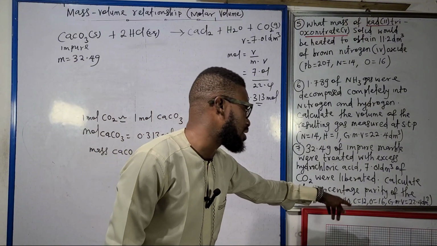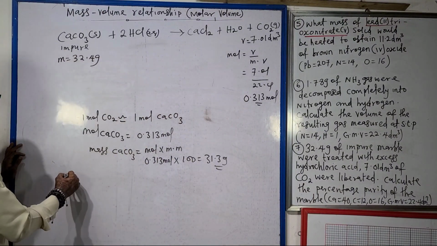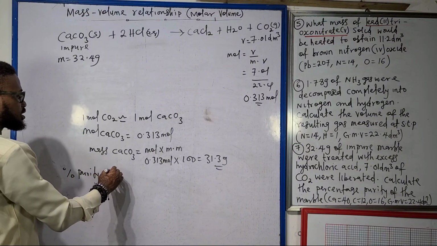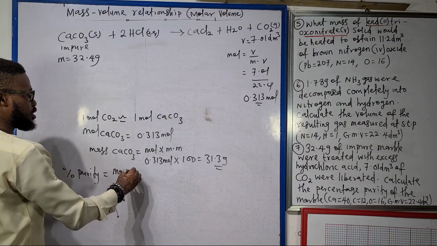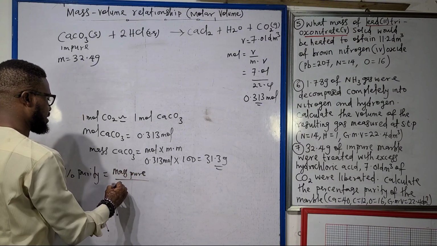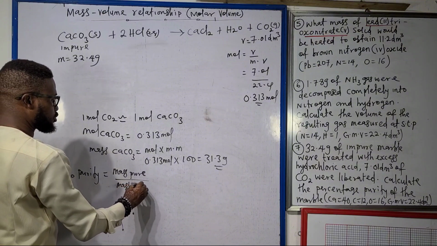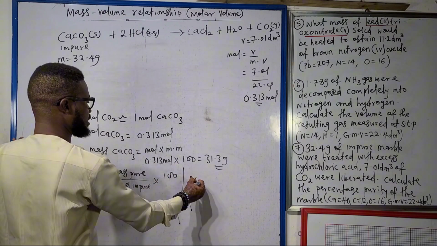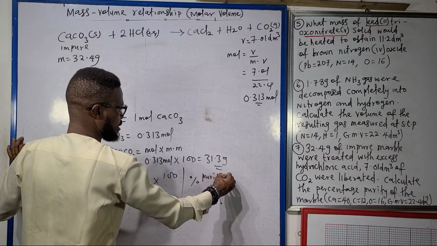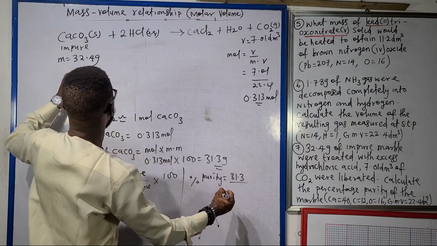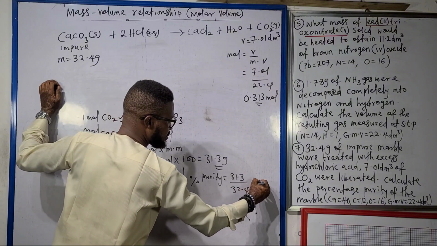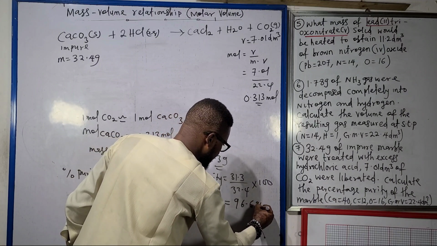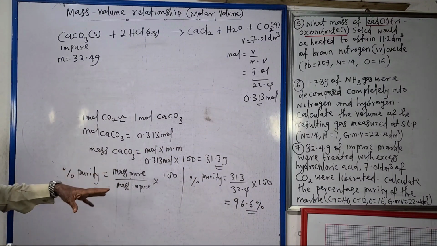So in the question, we were told to calculate the percentage purity of marble. Percentage purity of the marble is going to be the mass of the pure substance divided by the mass of impure substance times 100. In this case, the percentage purity is 31.3 divided by 32.4 times 100. This will give us 96.6%. So that is the answer there.